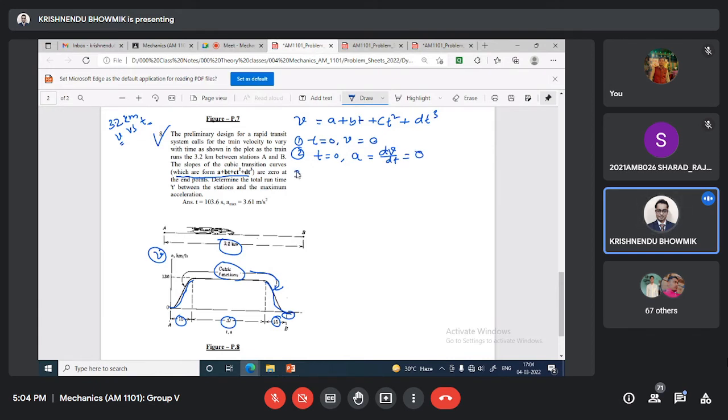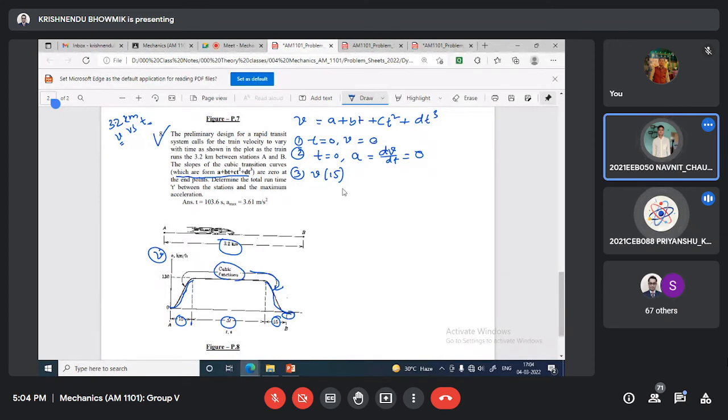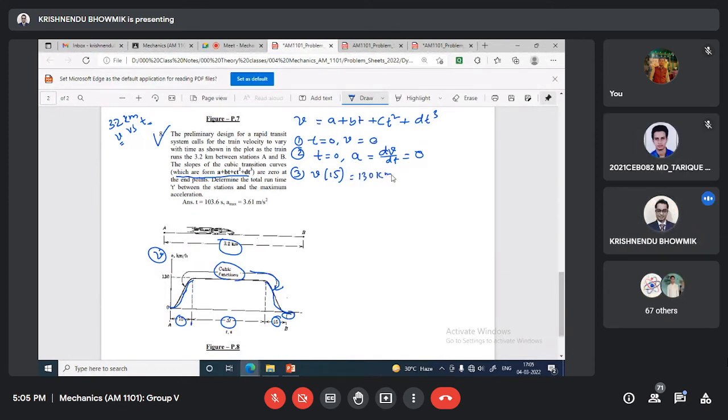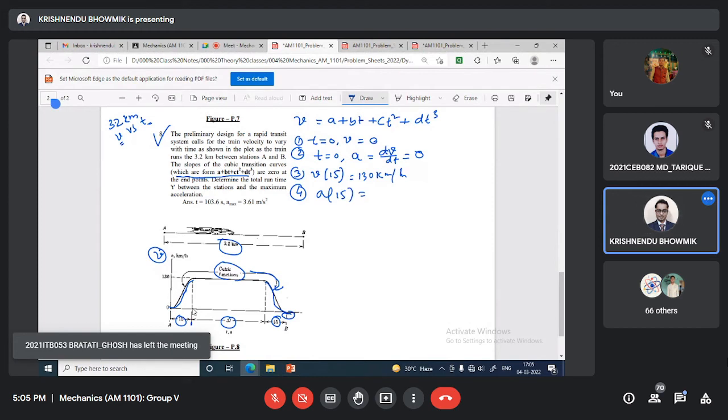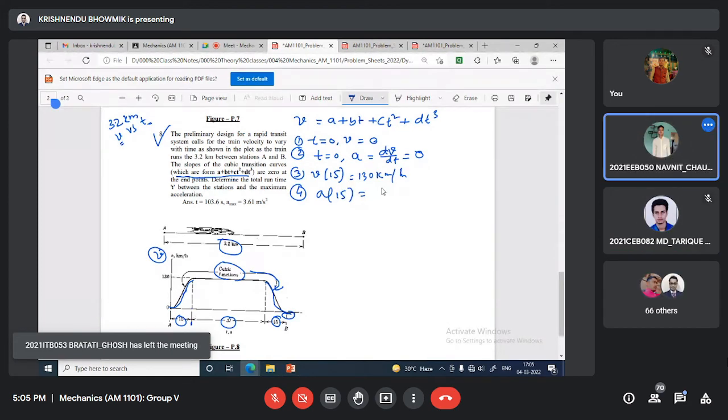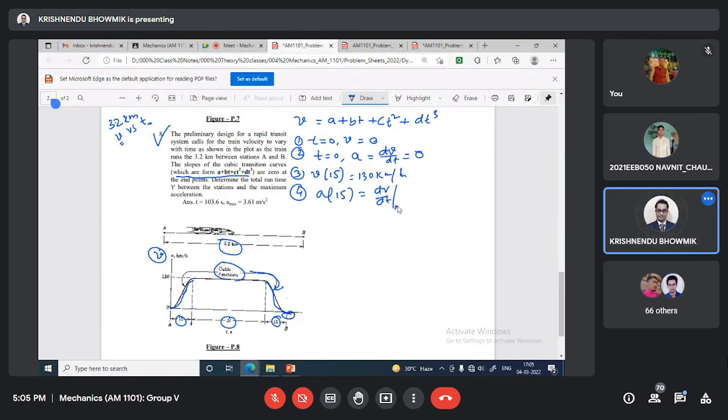Then number 3: velocity at time 15. How much? Velocity at time 15 is 130 km per hour. Okay. Number 4: acceleration at 15. How much here? 0. That is the slope dv/dt at t equals 15, which is 0.